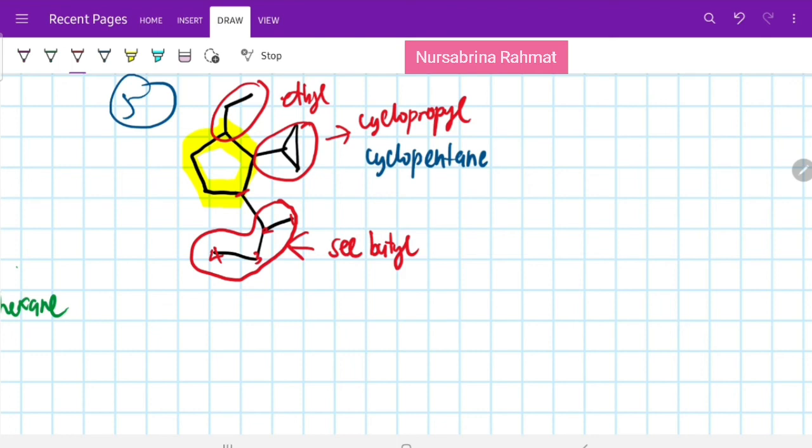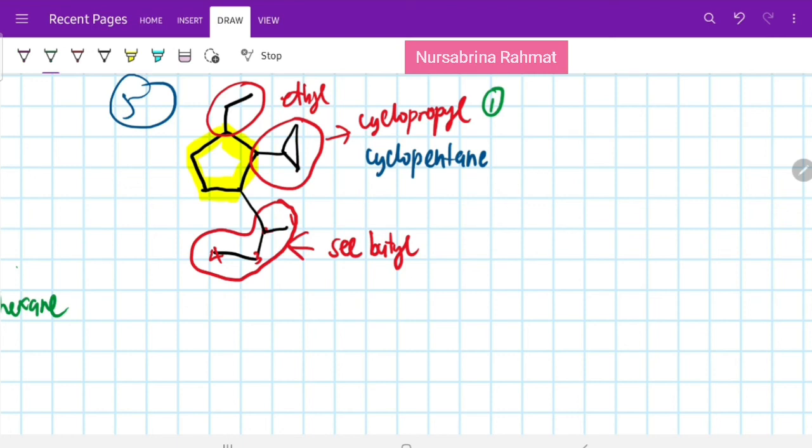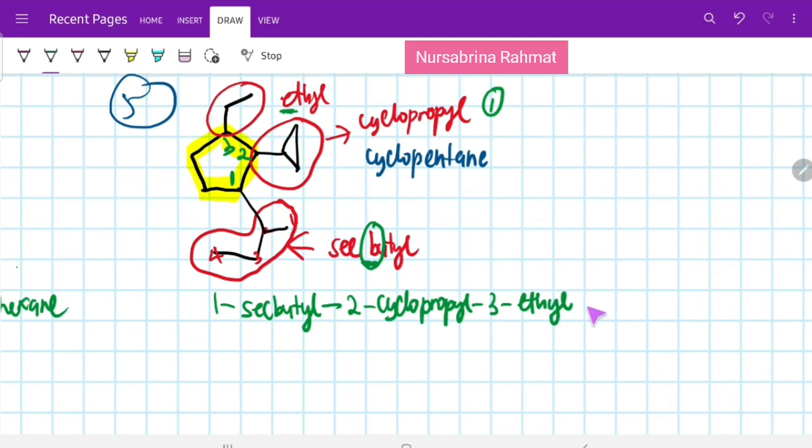So let's write down the name. The numbering should start from this sec-butyl because this one is B, and B comes first compared to ethyl, which is E. So instead of numbering from ethyl, I will start numbering from here, 1, 2, 3. So the name of this compound is 1-sec-butyl-2-cyclopropyl-3-ethylcyclopentane. It's such a long name.